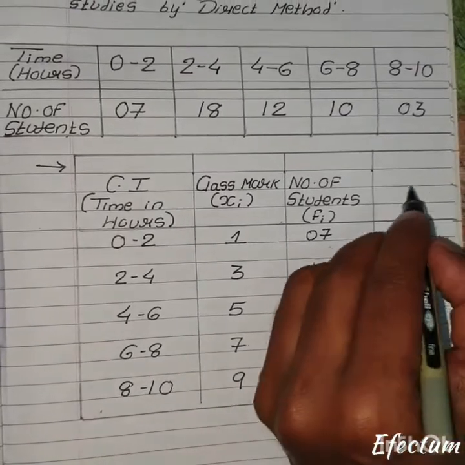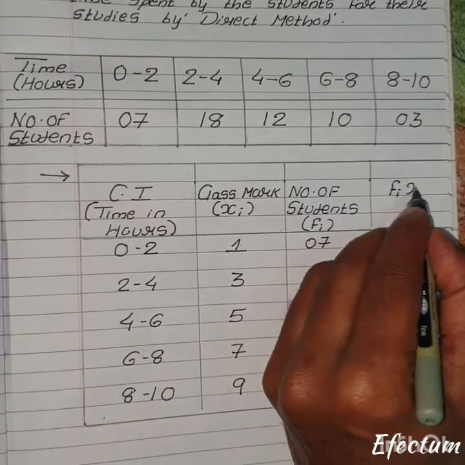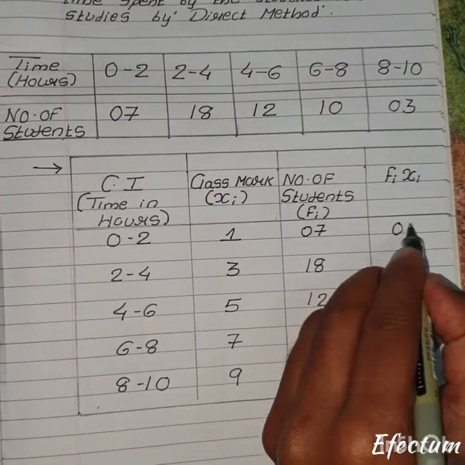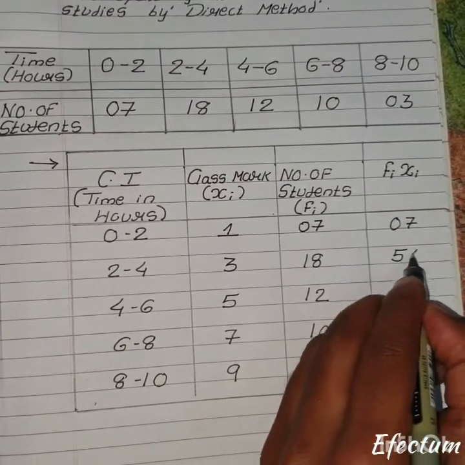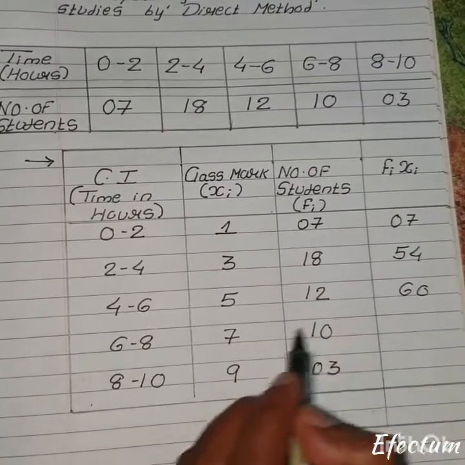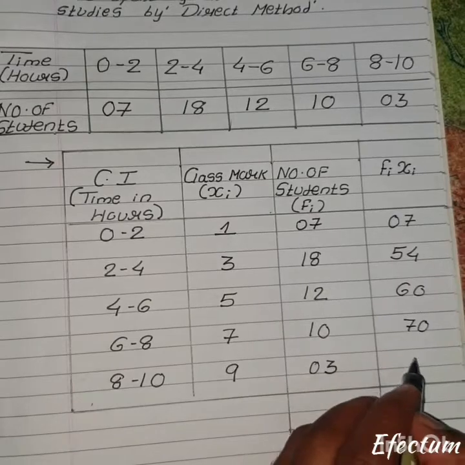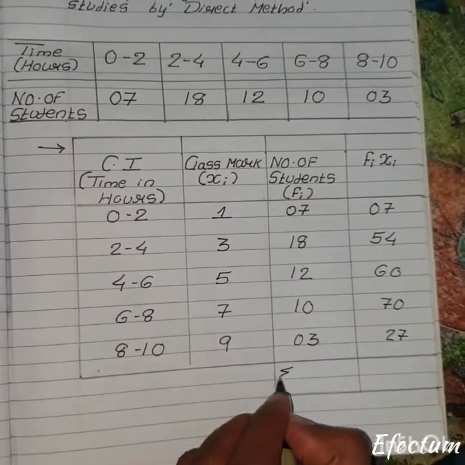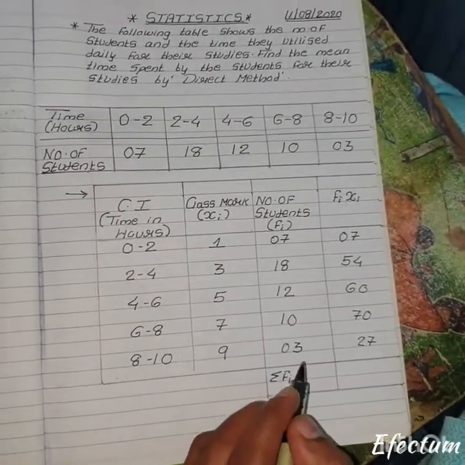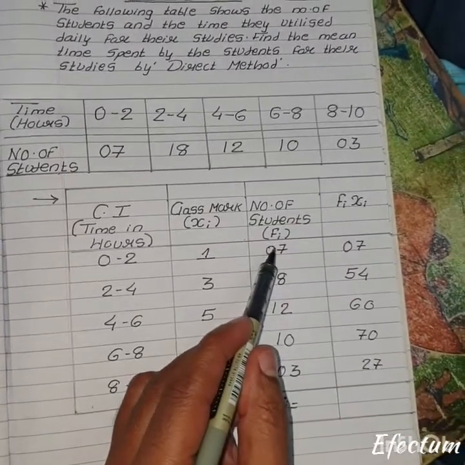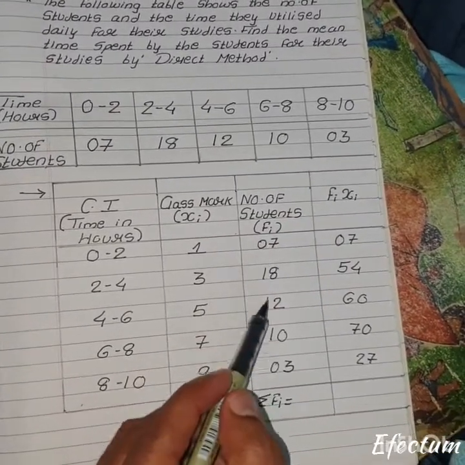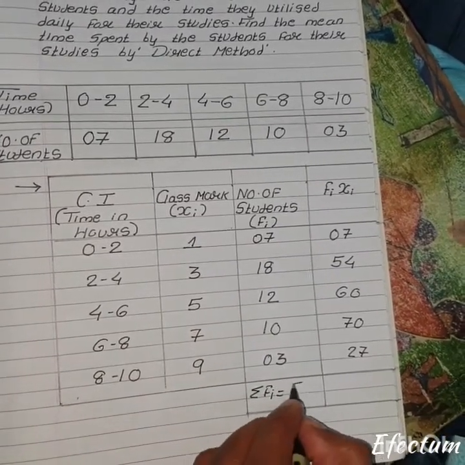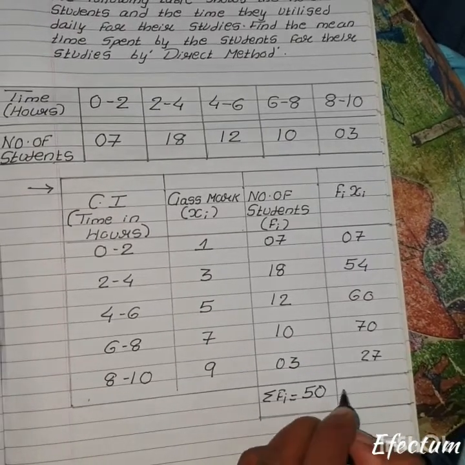Now in last column we are going to find out fi xi, that is fi multiplied by xi. 1 into 7 is 7, 18 threes are 54, 12 fives are 60, 7 tens are 70, 9 threes are 27. Now let's find out summation fi. Summation fi means add all the answers of fi. 18 plus 7 is 25, 25 plus 12 is 37, 37 plus 10 is 47, 47 plus 3 is 50. So answer of summation fi is 50.